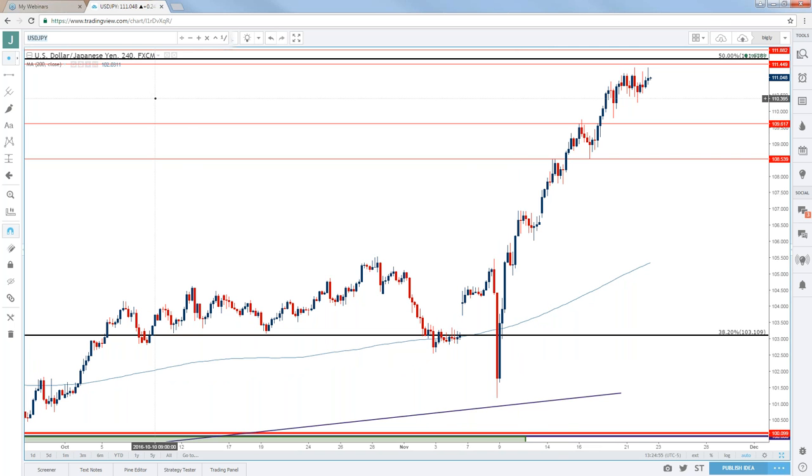All right, but what if the U.S. dollar doesn't continue to run higher, right? This is just one scenario. This is the scenario where we walk into December, the Fed gets hawkish, meaning they upgrade that forecast for next year to maybe three hikes from the prior two.